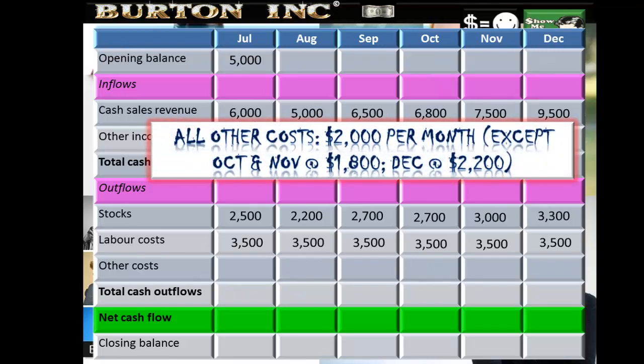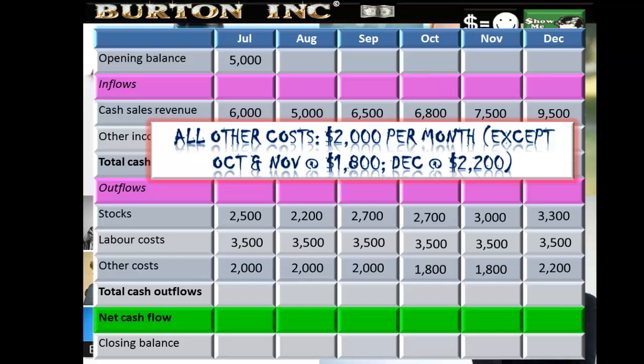And there's some additional costs here as well. All other costs. This will be the electricity, the rent, etc. So all other costs, $2,000 a month. October and November a little bit different, a little bit less, $1,800, and December a little bit more, perhaps for whatever reason. All we're going to do is use that information, plug it into the other costs section, into the appropriate monthly column. And we have our inflows, outflows identified and placed in the table. That's all the information that the IB Business and Management exam is likely to provide for you.